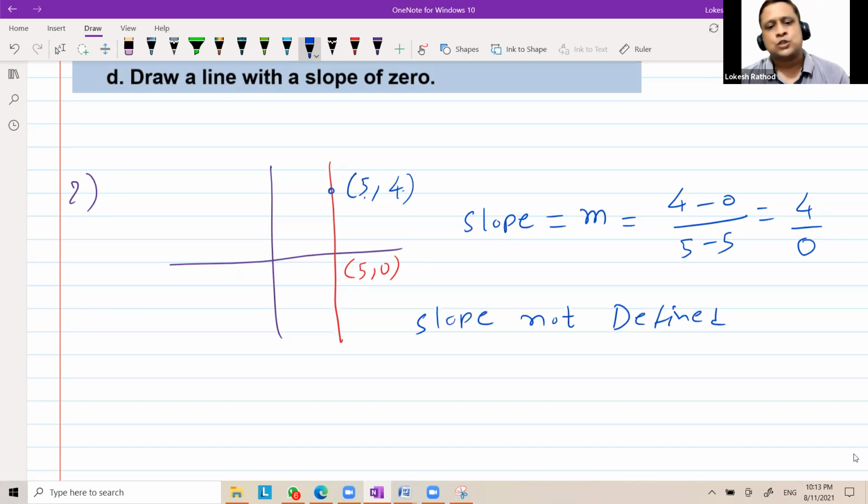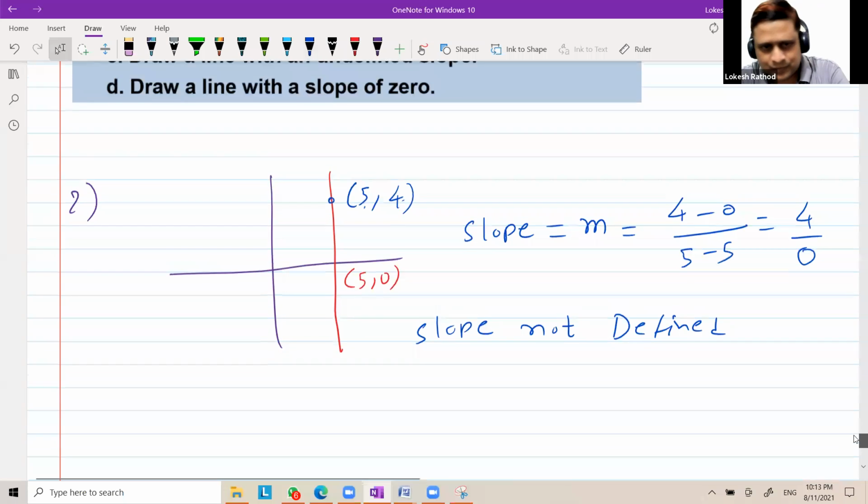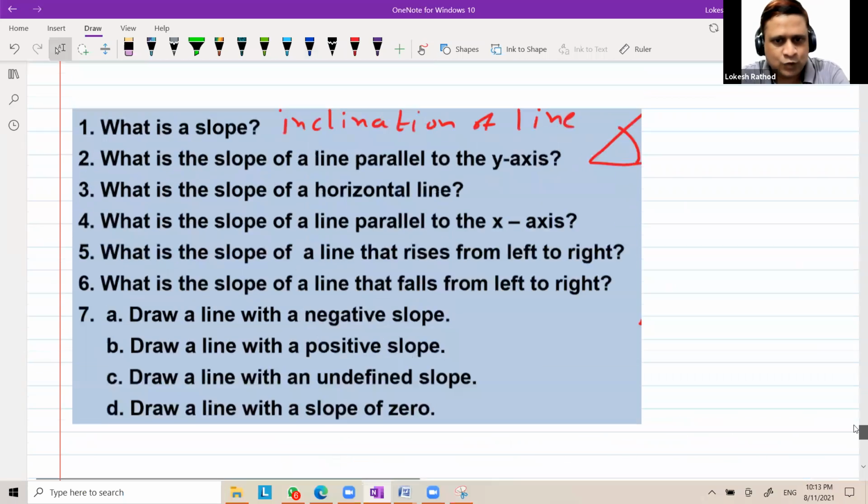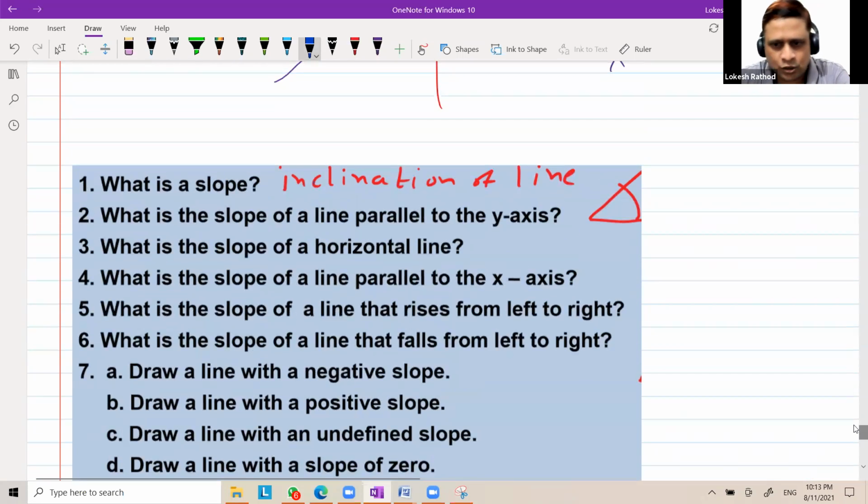So do I say the slope of any line which is parallel to the y-axis is not defined? If you want to call it infinity, that's another thing, but that's not a finite value, right? So normally we prefer to say the slope is not defined for any line parallel to the y-axis. So for any line parallel to the y-axis, what is the slope? The slope is not defined.